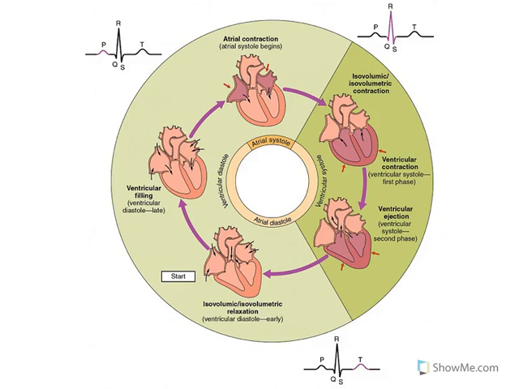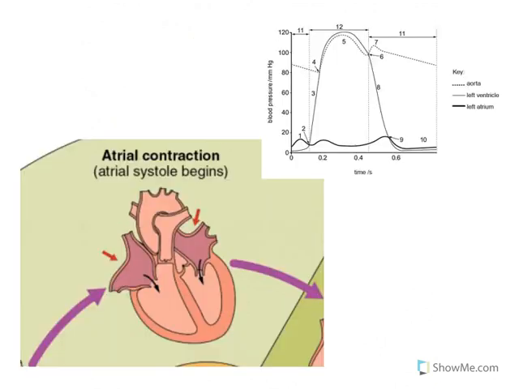Hello, today I'm going to talk about the cardiac cycle. It happens in four main stages. The first stage that I'm going to start with is stage number 1, atrial contraction. So let's have a look at this in a little bit more detail.